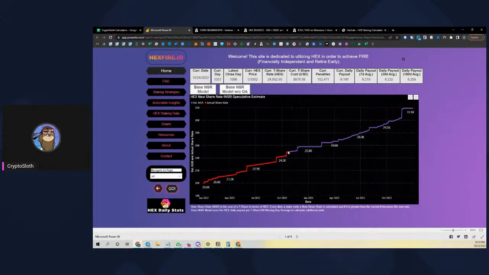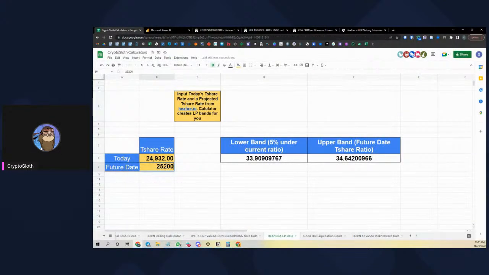Let's say we wanted to provide liquidity within this band right here. We get the T-share rate at the end of this, 25,137. And I always like to do a little bit more, so actually 25,200 is pretty good. If I were to set liquidity to take advantage of the trading between these ranges, I would set it at 33.9 and 34.64. This would be the range that I would use to provide liquidity.